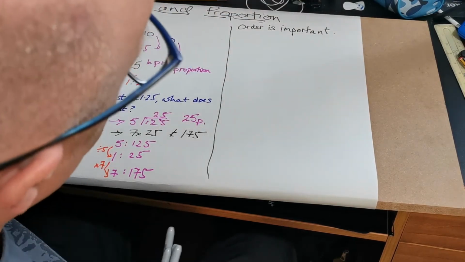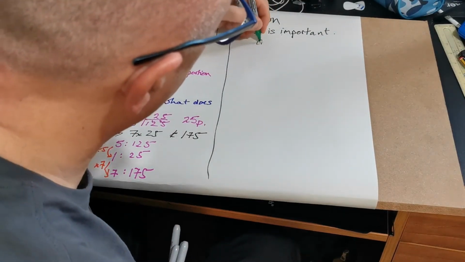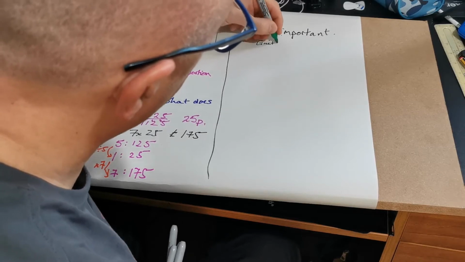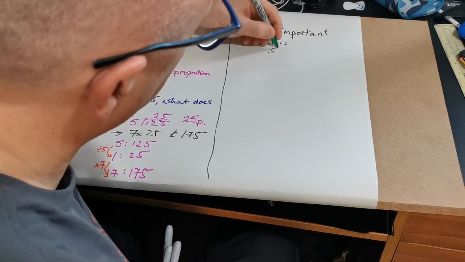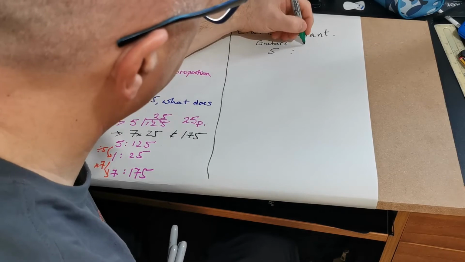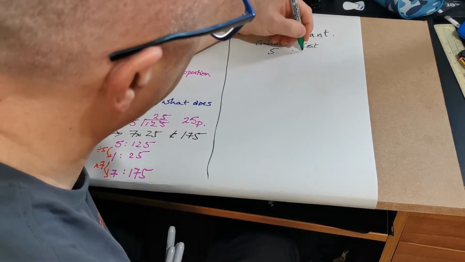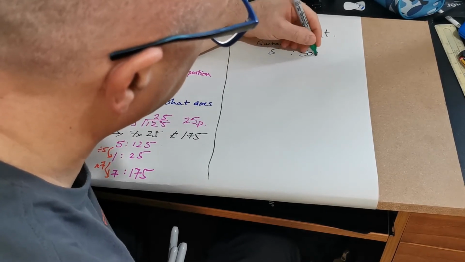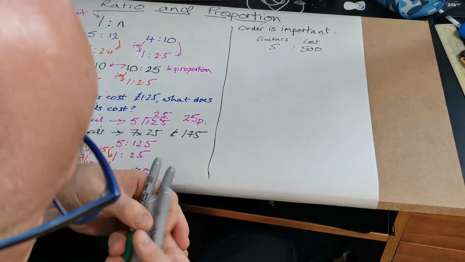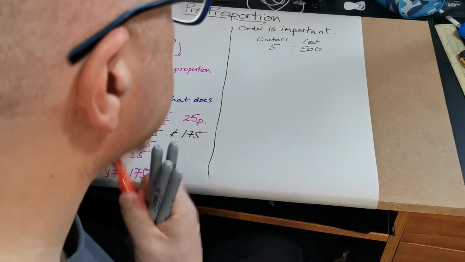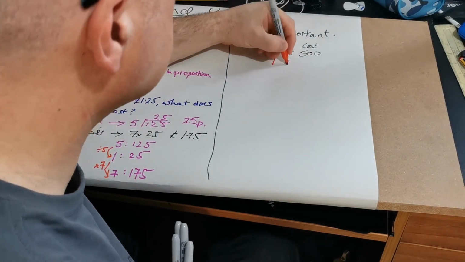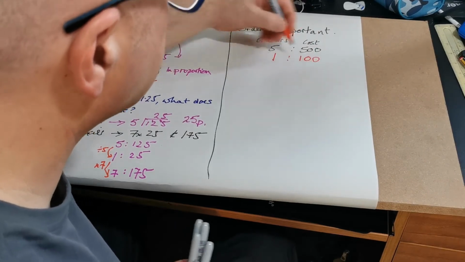So for example, if I bought 5 guitars and that cost me £500, when I break that to a unitary ratio, that would say that on average each guitar costs £100, which I'll be dividing by 5.